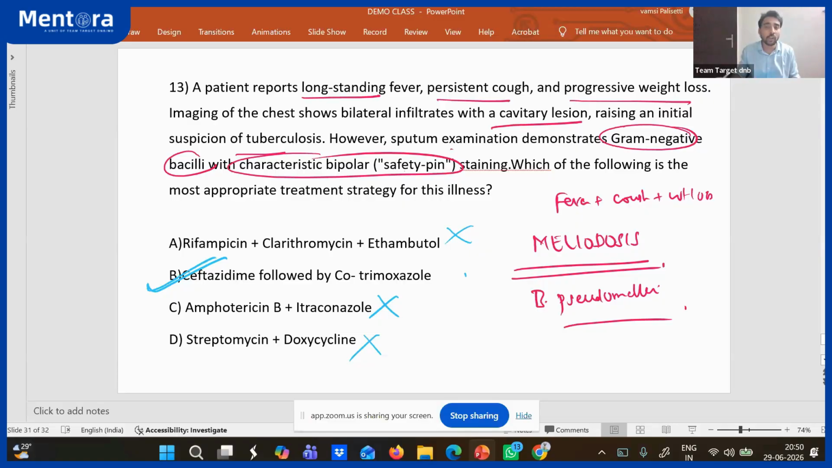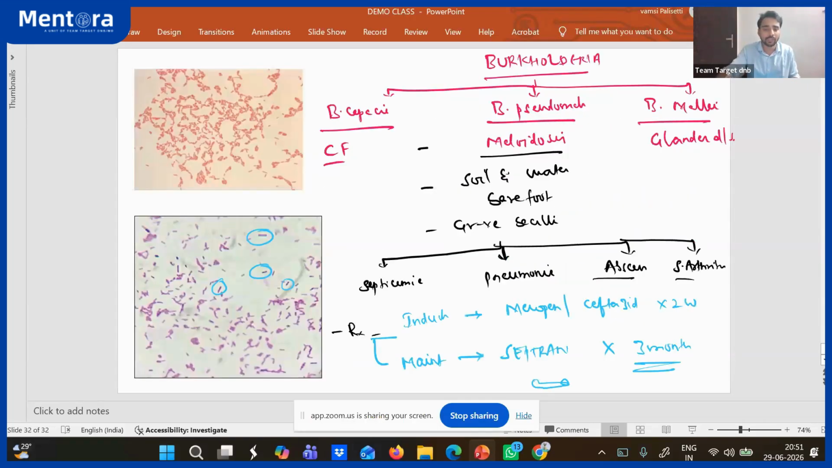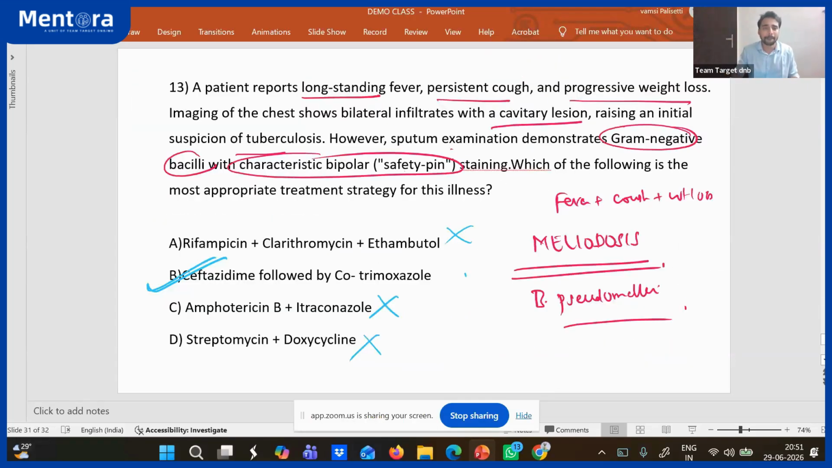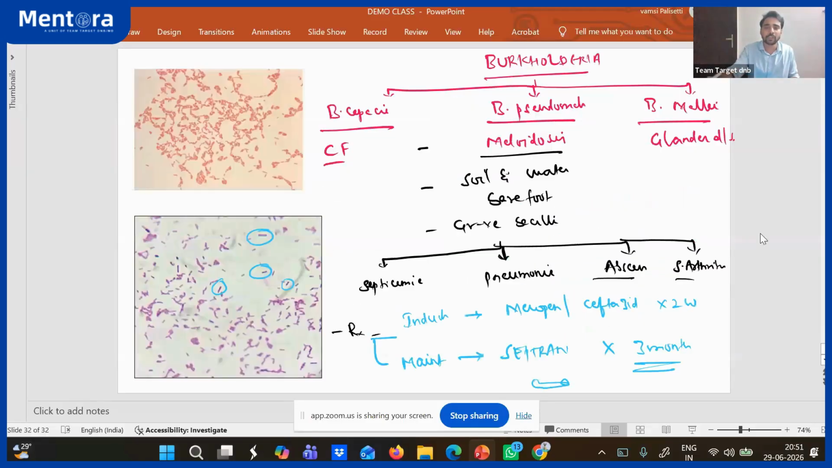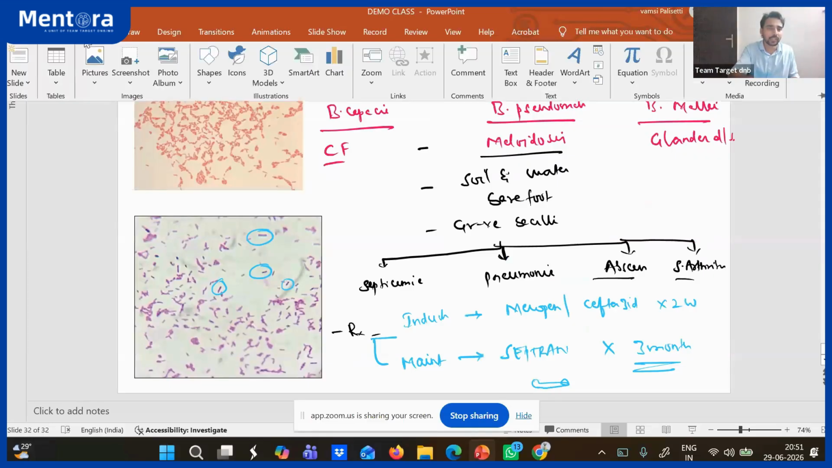Very important. Melioidosis is a hot topic, because in Andhra, in Guntur district, a melioidosis outbreak happened just 6 months back. That's why they're again starting to ask this question. Any doubts in this melioidosis? Very important. They can definitely ask this question again and again.